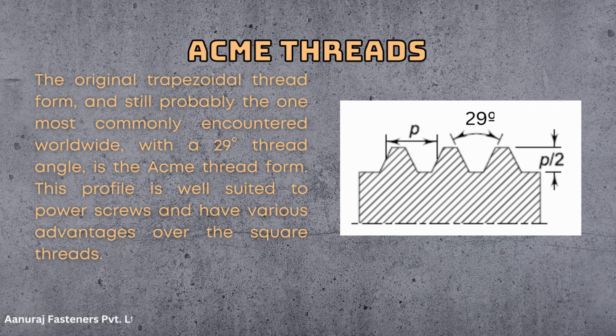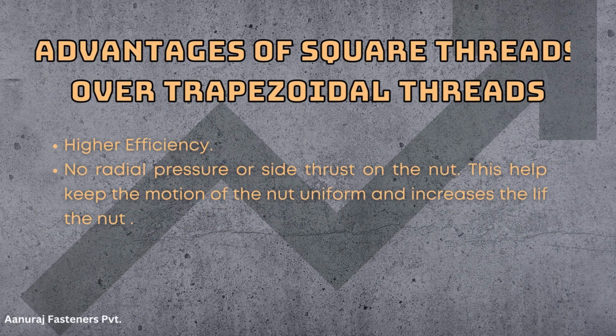ACME threads. The original trapezoidal thread form and still probably the one most commonly encountered worldwide, with a 29-degree thread angle, is the ACME thread form. This profile is well suited to power screws and has various advantages over the square threads. Advantage of a square thread over the trapezoidal threads: higher efficiency, no radial pressure or side thrust on the nut. This helps to keep the motion of the nut uniform and increases the life of the nut.